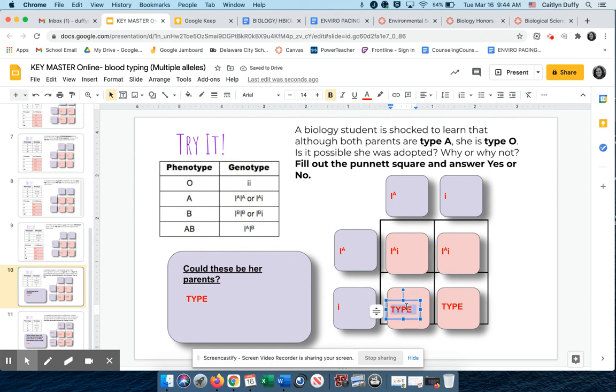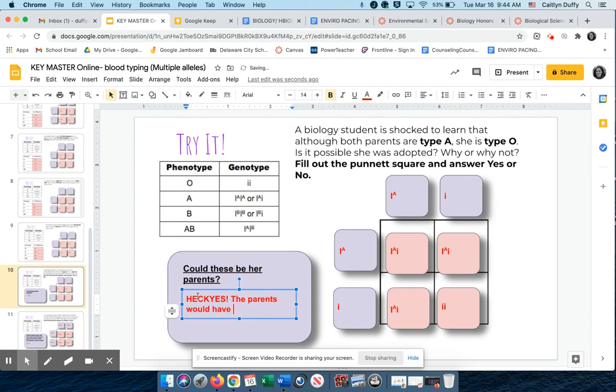Big A, big, so far, let's see. What are we going to get? No, but look at this. Little i, little i. So she could be the child. She could absolutely be the child. But in order for her to not be adopted, her parents would have to be carriers for type O blood or heterozygous. So could these be her parents? Heck yes. The parents would have to be carriers for heterozygous to be her parents.